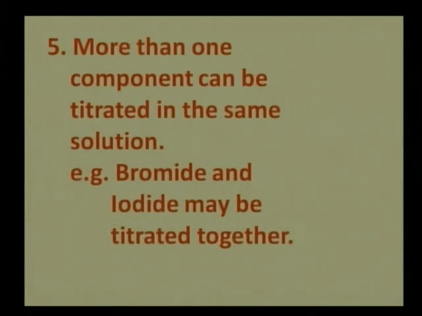In a single solution, more than one component may be present. For example, we cannot determine bromide and iodide in the same solution by classical methods, but with potentiometric titration we can easily detect the endpoint of both. This is an advantage of potentiometric titration. We can determine the endpoints of several similar reagents in the same solution.